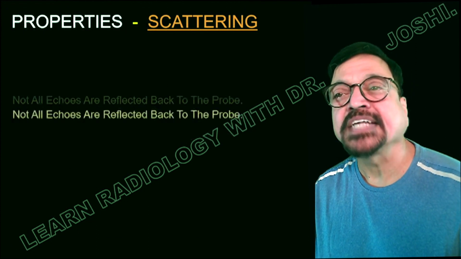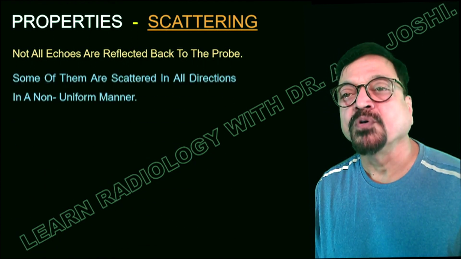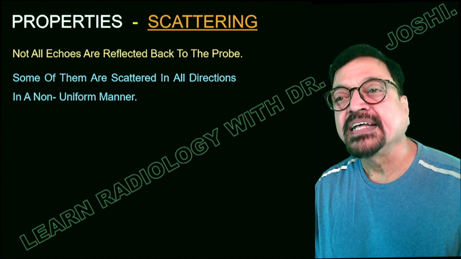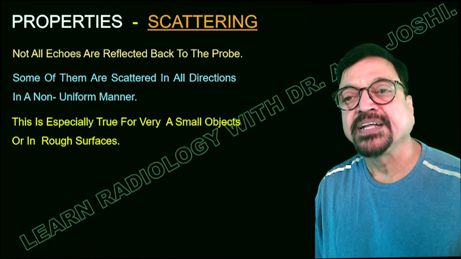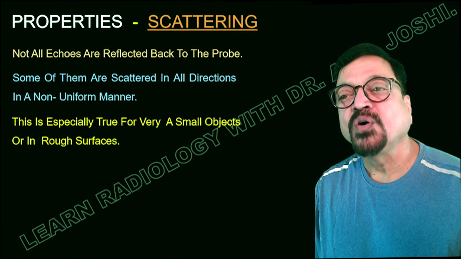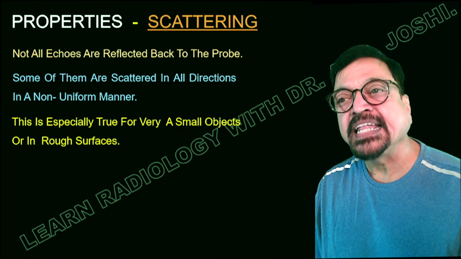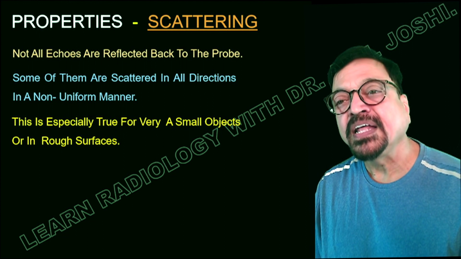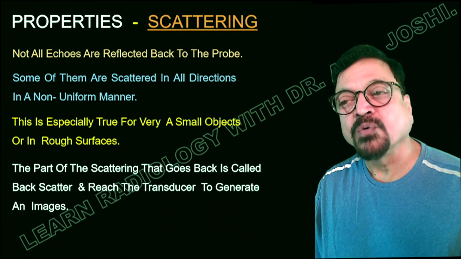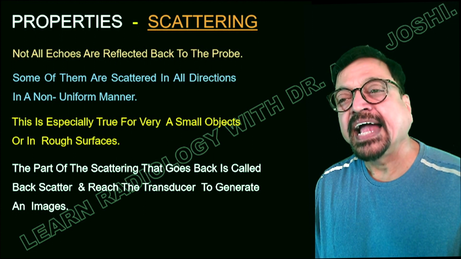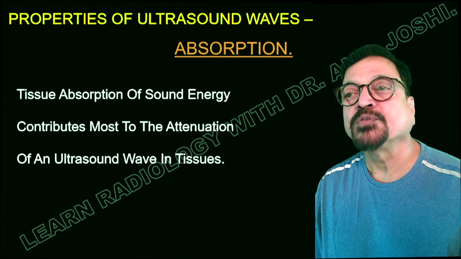Now we'll come to scattering. What is scattering? Not all the echoes are reflected back to the probe. Some of them are scattered in all directions in a non-uniform manner. This is especially true for small objects, or for rough surfaces. The part of the scattering that goes back is called backscatter, and that reaches the transducer to generate an image.